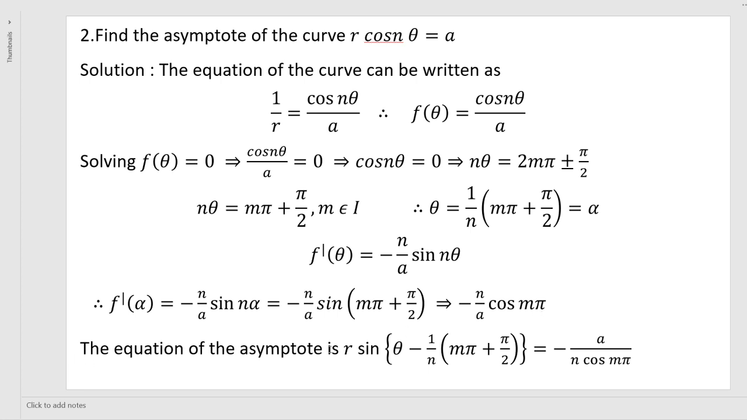Therefore, the equation of the asymptotes can be written as r sin theta minus 1 by a, theta minus 1 by n into m pi plus pi by 2, is equal to minus 1 divided by f dash of alpha. That is 1 divided by this term, that is minus a divided by n into cos m pi.